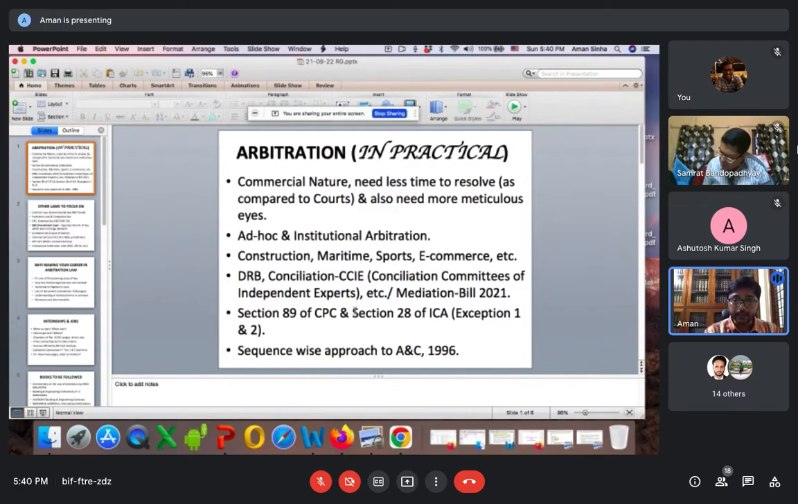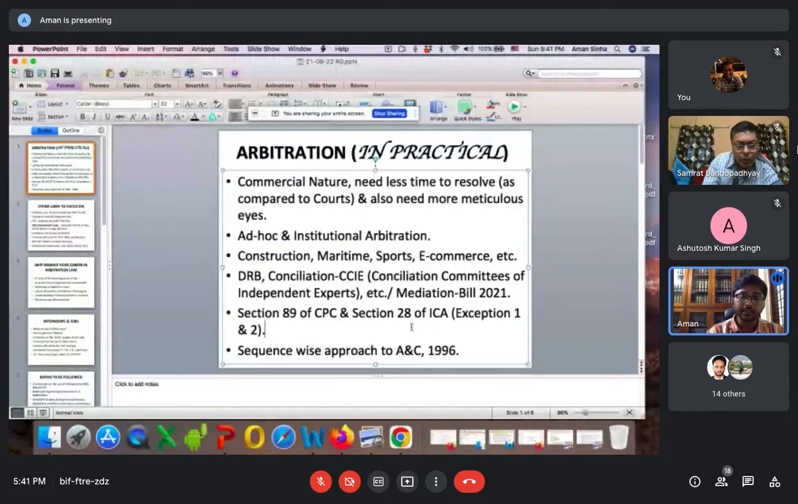And Section 28 of the ICA is important, because it provides that even if the contract becomes void, the arbitration clause of that contract will be legally viable, and the party can invoke arbitration. So a sequence-wise approach has to be followed for the Arbitration and Conciliation Act.